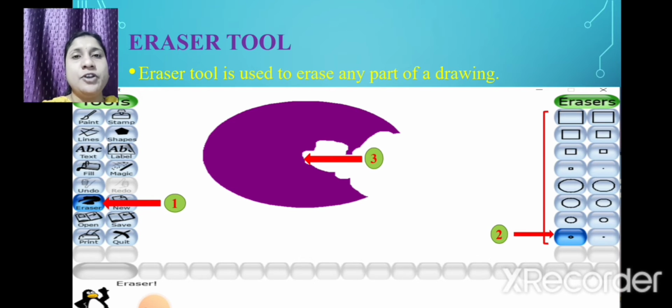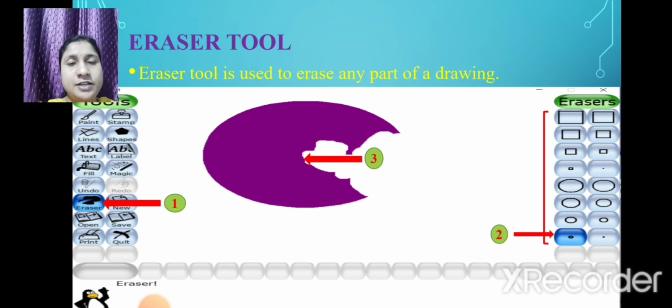For example, if you are writing in your notebook, and while writing you write a wrong spelling or wrong word, what will you use? You will use an eraser to rub that word. In the same way, in Tux Paint there is also an eraser tool. With the help of this eraser tool you can erase any part of a drawing. So the eraser tool is used to erase any part of a drawing.